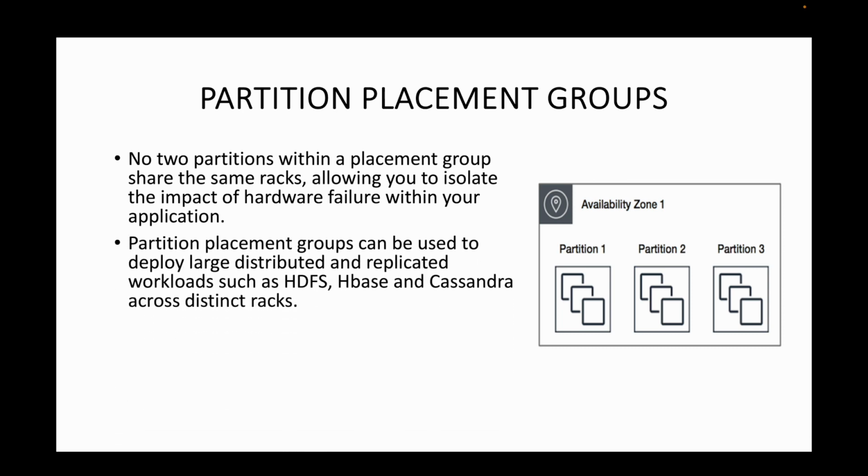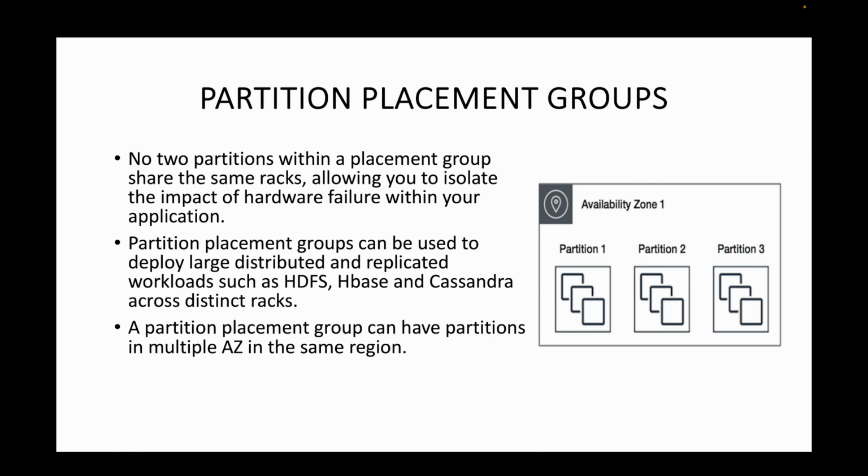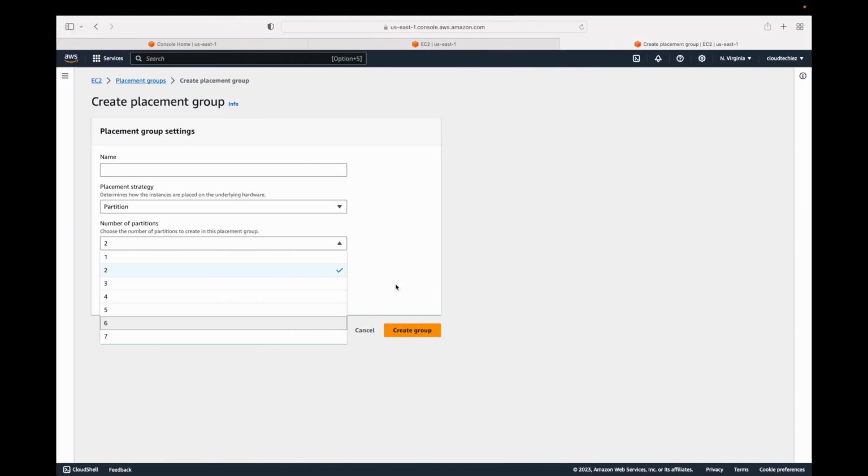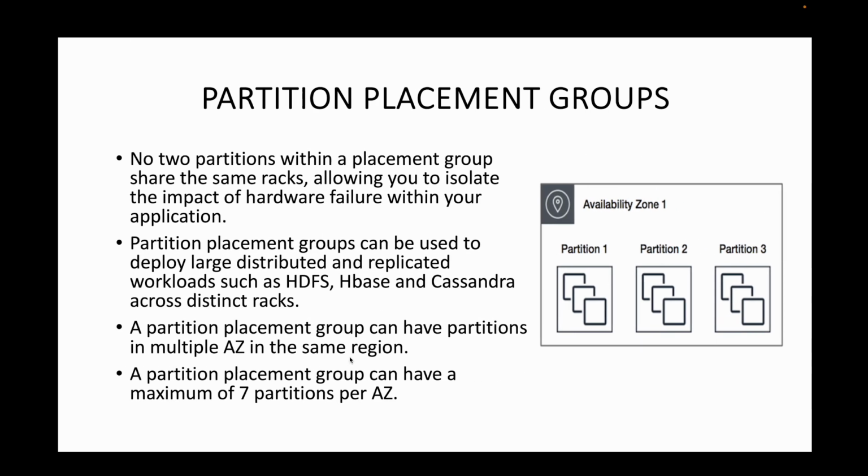Partition placement groups can be used to deploy large distributed and replicated workloads such as HDFS, HBase, and Cassandra across distinct racks. A partition placement group can have partitions in multiple availability zones in the same region, and it can have a maximum of 7 partitions per availability zone. So that's the maximum you can create, 7 partitions.